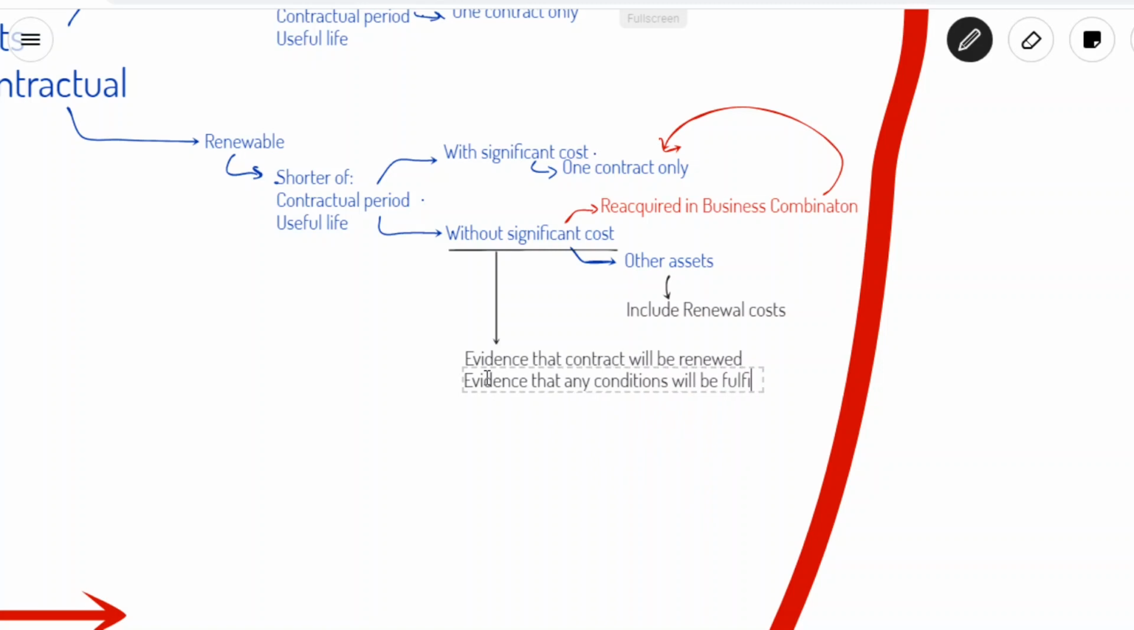The second condition is that there should be evidence that any conditions necessary for the renewal will be fulfilled. And if there are certain conditions that need to be fulfilled and there is no such evidence whether they would actually be fulfilled, in that case the renewal period will not be included in our contractual term. And lastly, obviously, the cost of the renewal to the entity should not be significant. And when we talk about being significant, it should not be significant as compared to the future economic benefits that are probable to flow to the entity.